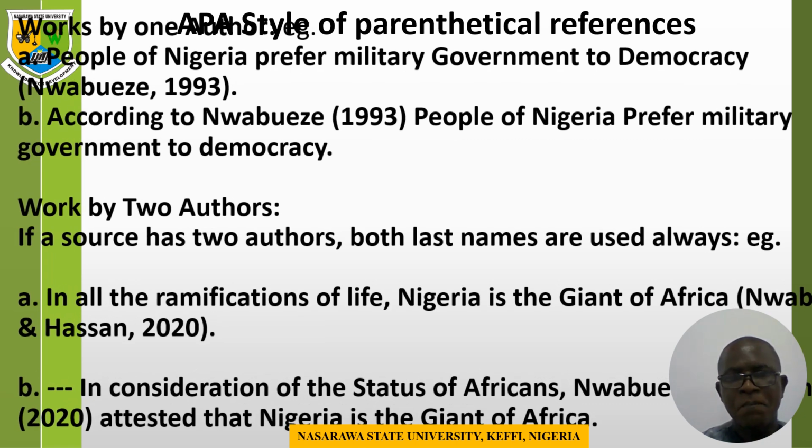Works by one author are cited in APA style. For example, you may cite: people of Nigeria prefer military government to democracy. Then you will cite Wabweze, that is the surname, comma, then the year 1993 in brackets.